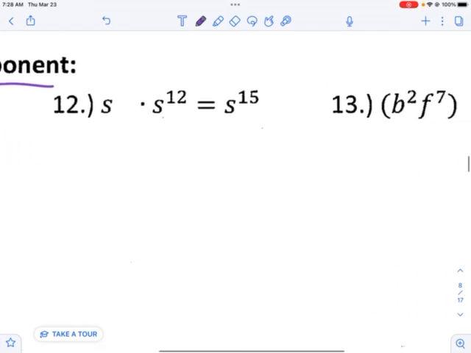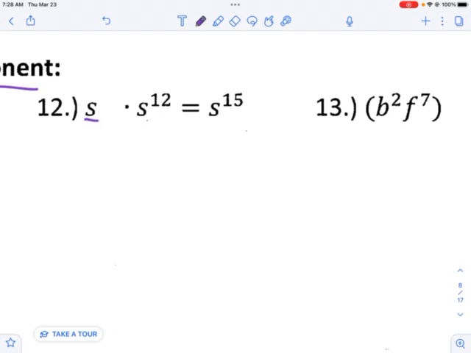When I look at number 12, it looks like they have the same like bases. So how do I go from 12 to 15? Well, I can add 3. So 3 plus 12 gets me 15. This is the product rule.